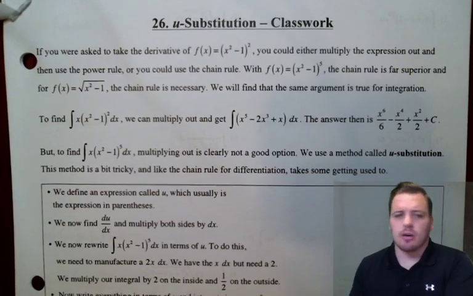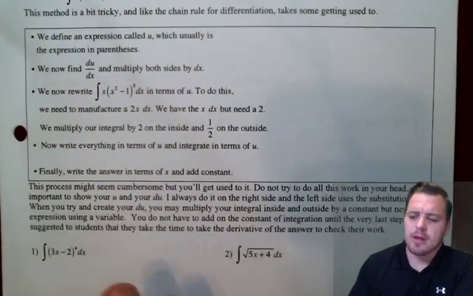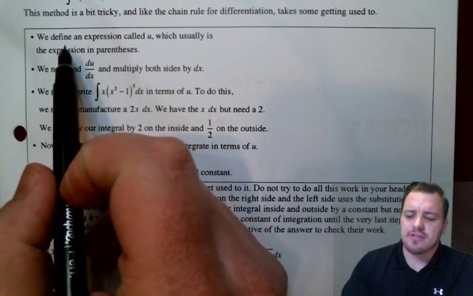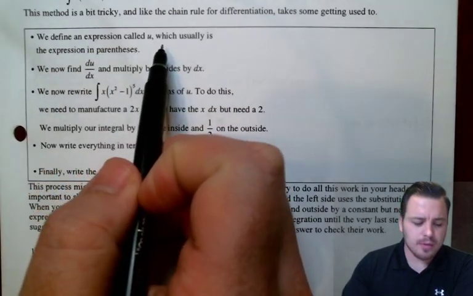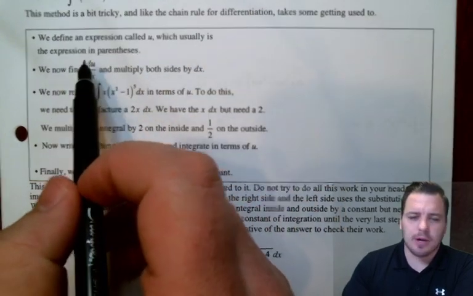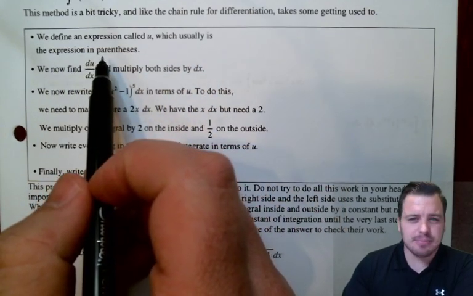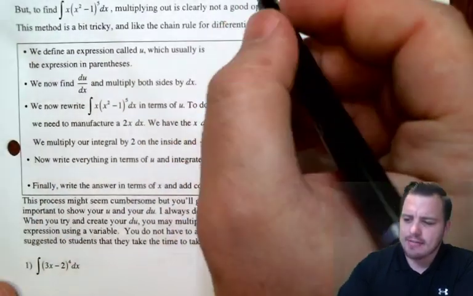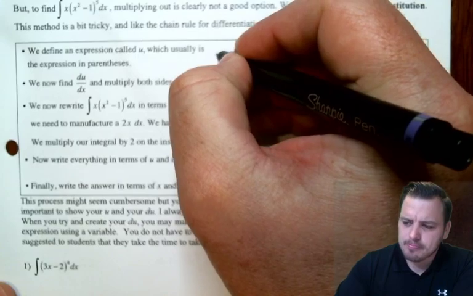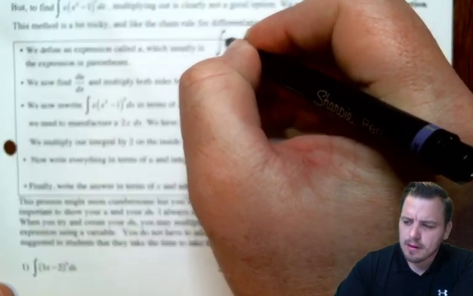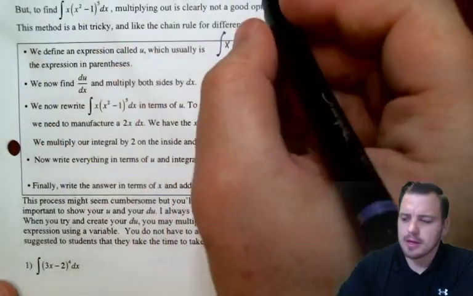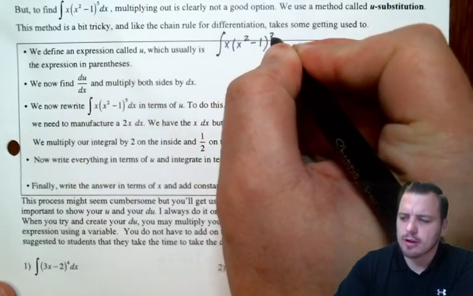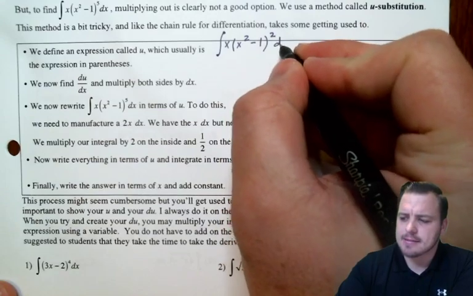Okay, so here we go. The first step we want to do is define an expression called u, which is usually the expression in the parentheses. 99% of the time, it's going to be the expression in the parentheses. I'm just pulling this from right here: x times x squared minus 1, squared, dx.